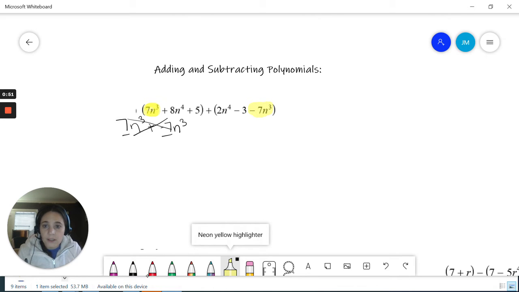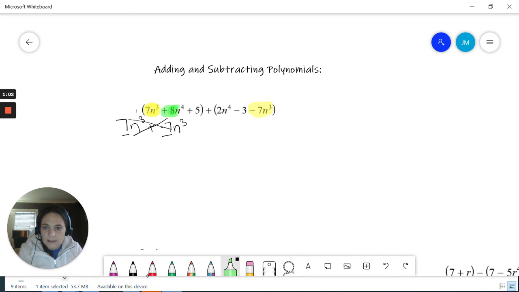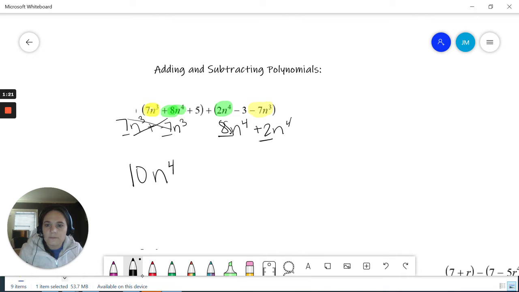Okay, so then we're going to go to our next term. I'm trying to get another highlighter here so that we can see another color. So here is 8n to the fourth. So I'm going to go through and find another n to the fourth. There's one. So we are going to combine those, 8n to the fourth plus 2n to the fourth. So you add the numbers in front, so we get 10n to the fourth.